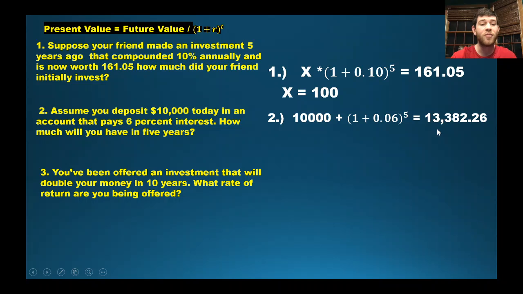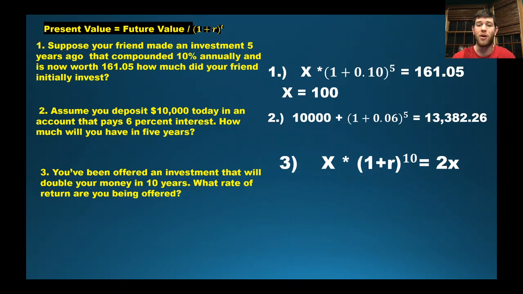And one more. You've been offered an investment that will double your money in 10 years. What rate of return are you being offered? Now, the tricky part here is we don't know the future value or the present value. So how do we go about that? Well, we do know that there's a present value that we started with. So let's call that x.